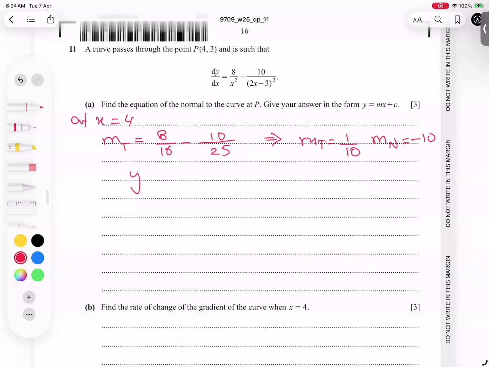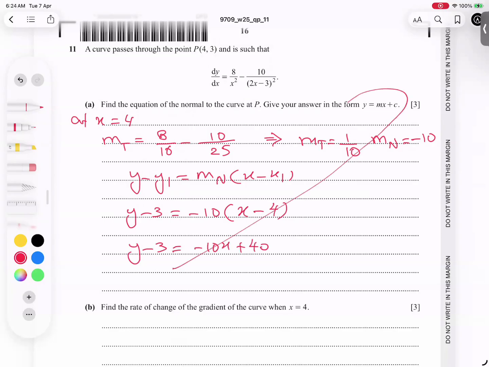After this, what is the equation of the normal? y minus y1 equals m normal times x minus x1. y1 is what? We don't have the y coordinate. Sorry, we have the y coordinate, as mentioned at the top. So y minus 3, and this is negative 10, and x minus 4. So I'm going to multiply inside: negative 10x and plus 40. And finally, he said this format. So it means y equals negative 10x plus 43 is our final answer.